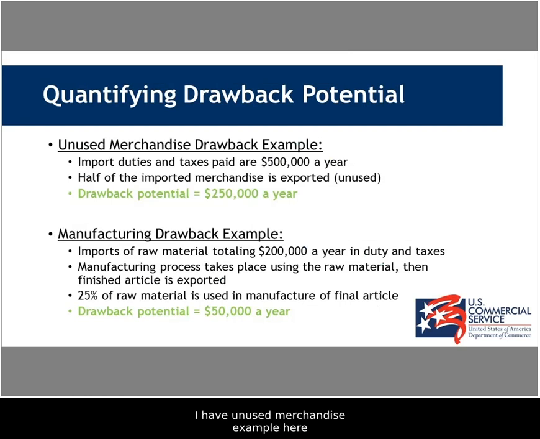I quantify my potential. I have a unit of measure example, or unused merchandise example here, where we have import duties and taxes paid at $500,000 a year, but then of our sales, half of that is exported out. So of the $500,000 a year, half of my sales are exports. I do a quick calculation to get to my quick and dirty drawback potential of $250,000 a year. Okay, so very simple. Yes, I have six figures on the table, certainly worthwhile to pursue the program.